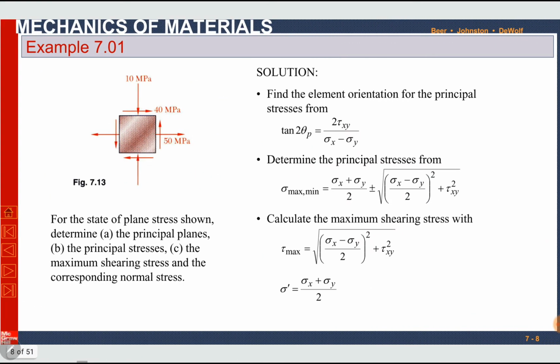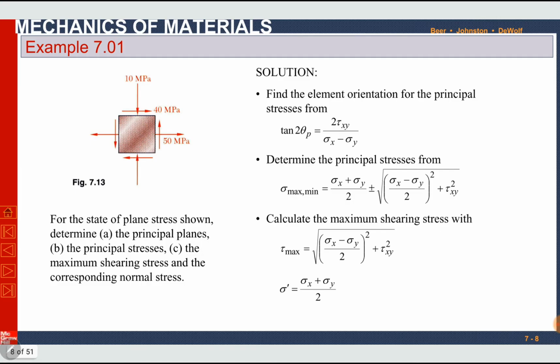Remember it. Okay. Let us solve a numerical problem on this topic, and you can clarify some of your concepts. For the state of plane stress shown, determine the principal planes in part A. Principal planes means theta p. The principal stresses means sigma maximum and sigma minimum. And part C is the maximum shearing stress and the corresponding normal stress, tau maximum and its corresponding normal stress, sigma dash. Theta p can be found from this expression already derived. We are given sigma x, it is equal to 50 megapascals.